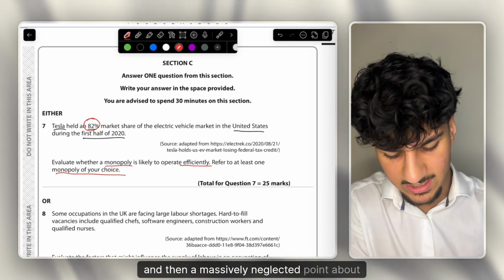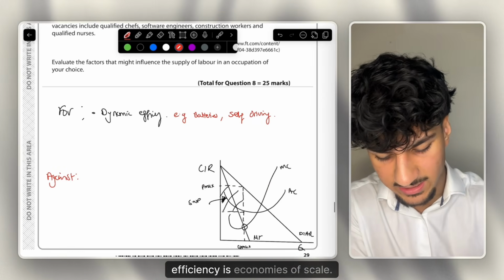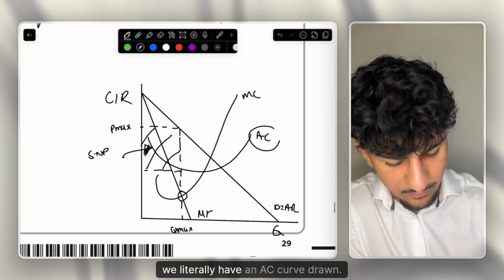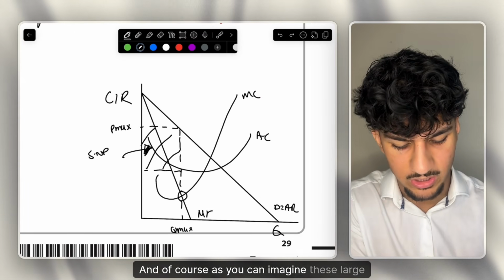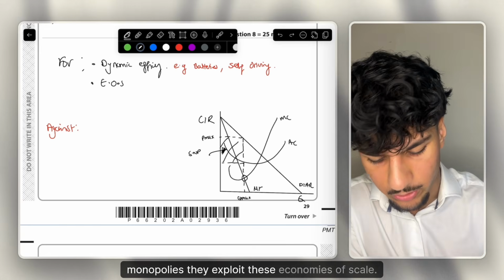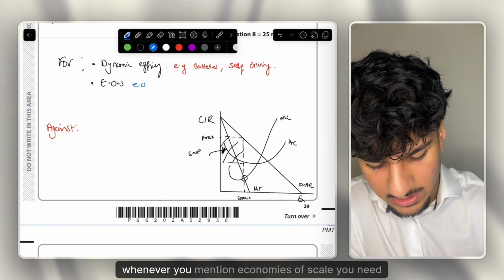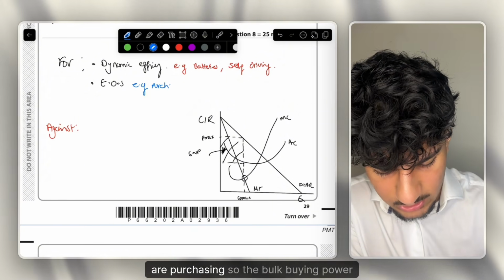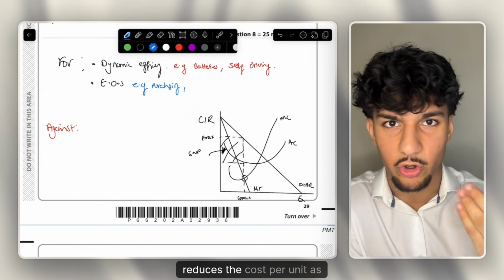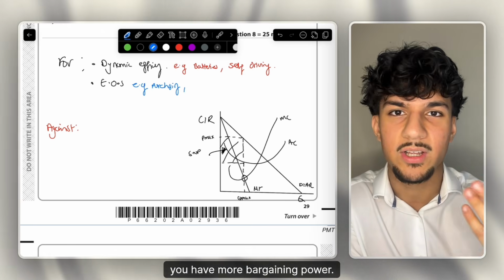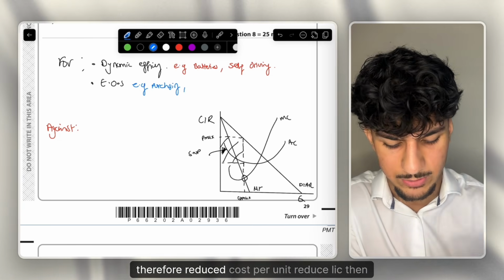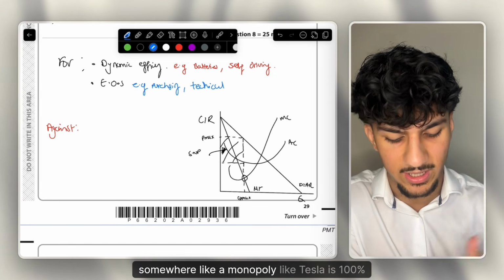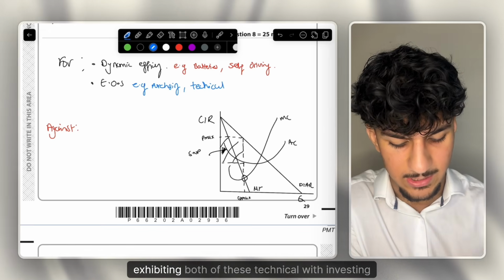And then a massively neglected point about efficiency is economies of scale. Of course, we are showing economies of scale as we literally have an AC curve drawn. As you can imagine, these large monopolies exploit these economies of scale. Like I always say to students, whenever you mention economies of scale, I would always mention these two main ones. Purchasing: the bulk buying power reduces the cost per unit as you have more bargaining power. So as you're buying more units, you reduce cost per unit, reducing LRAC. Then technical. And of course a monopoly like Tesla is 100% exhibiting both of these.